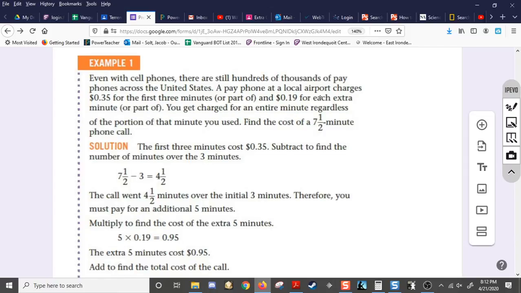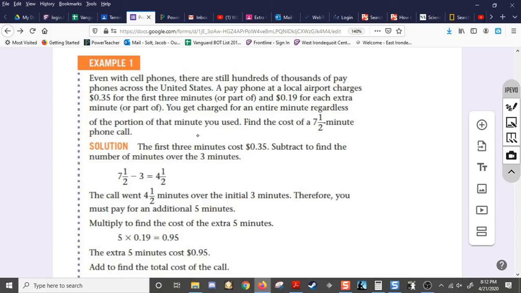A payphone at a local airport charges 35 cents for the first 3 minutes or any part thereof, and 19 cents for each extra minute or part thereof. You will get charged for an entire minute regardless of the portion of the minute you used. So if you make a phone call for 7.5 minutes, like this one, how many minutes are you going to get charged for? You're going to get charged for 8 minutes because they're not going to charge you for half a minute. It's going to be the next whole number, rounded up, right? So 7.5 gets rounded up to 8.